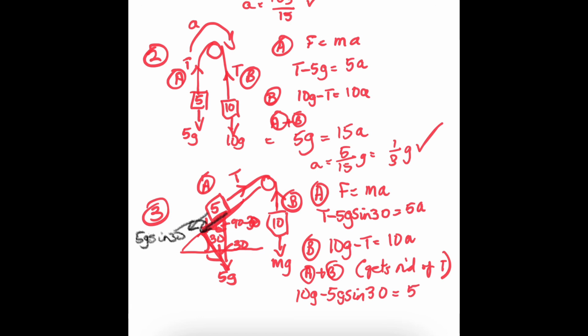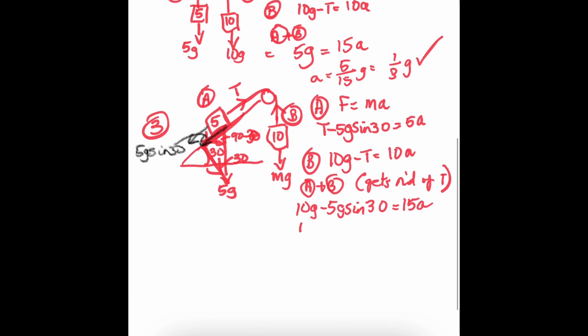Now sine 30 is a half, as you probably know, so that will leave you with 7.5g equals 15a. I'll just write that out: 10g minus 2.5g equals 15a. 7.5g over 15 is the answer for acceleration.